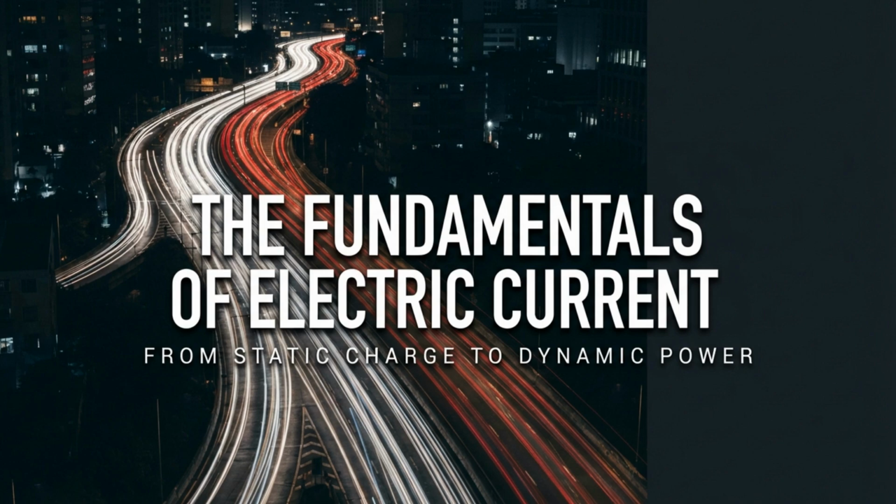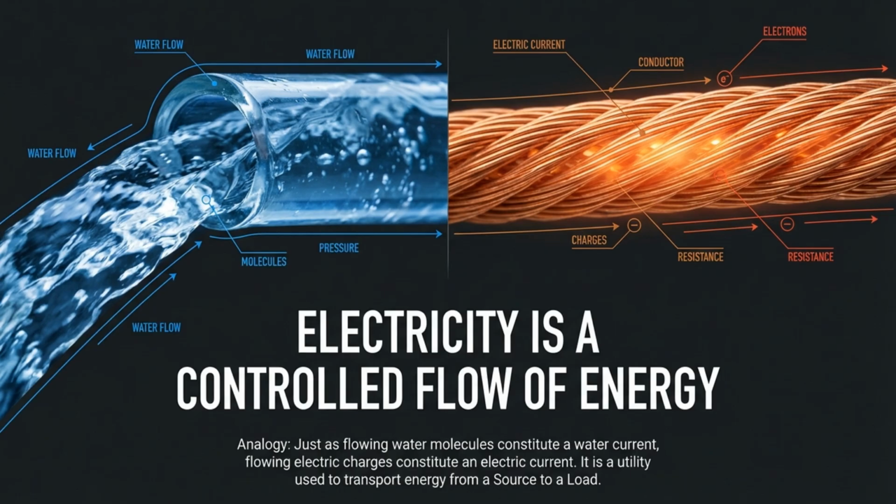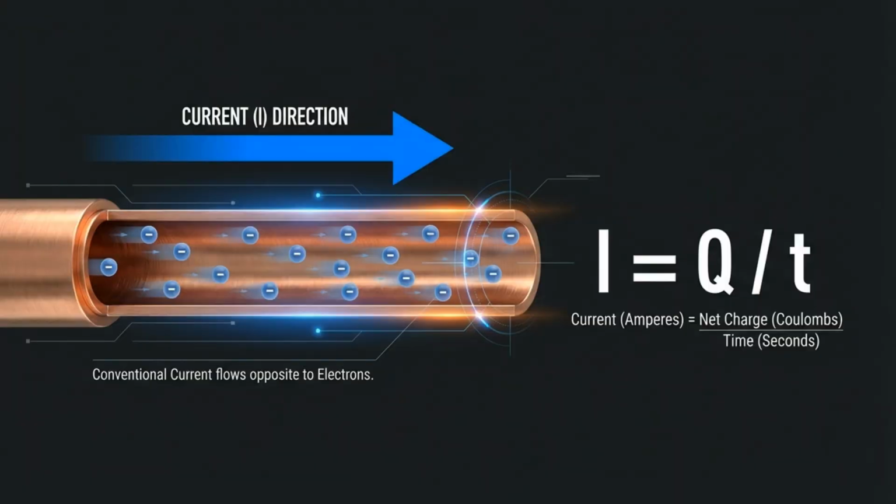Welcome to this video on the fundamentals of electric current, moving from static charge to dynamic power. Electricity is a controlled flow of energy. Like flowing water molecules constitute a water current, flowing electric charges constitute an electric current. Electric current is the net charge flowing per unit time, measured in amperes. Conventional current flows in the opposite direction to the flow of electrons.